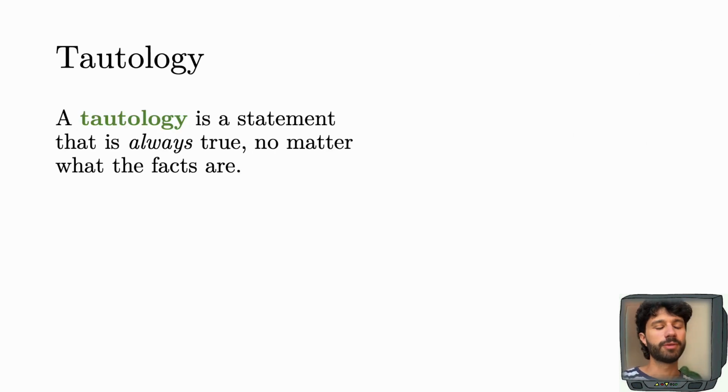Now let me introduce a bit of terminology that we've already seen a little bit in other lectures. A tautology is a statement that is always true no matter what the facts are. Remember, the truth table of a tautology is always true. That's what we mean by no matter what the facts are. It's always true. So there's no place in the truth table in which the truth value is false.